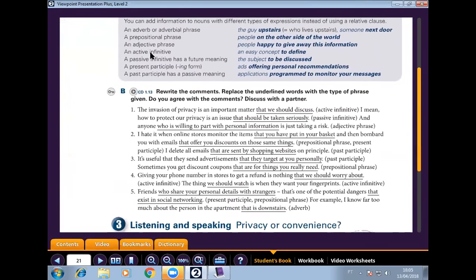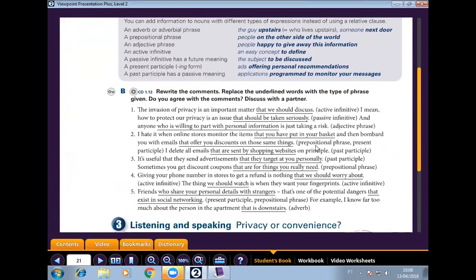Right here, active infinitive. Remember, active infinitive is when we use "to," and the passive infinitive is when we use "to be." Every time we're talking about passive, we are talking about the verb to be. How to protect our privacy is an issue to be taken seriously. Adjective phrase means that you have to look for the adjective: anyone willing. Willing is the adjective. So from here back, you eliminate.